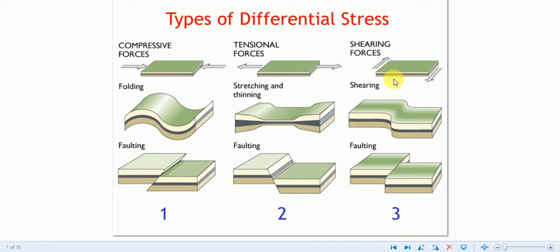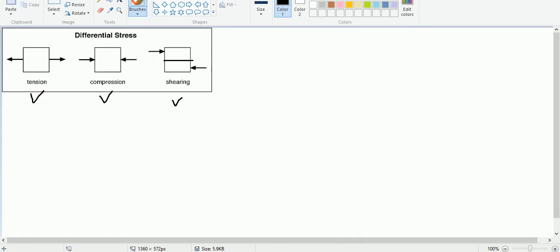And another one, the third one, is the shearing stress. Because of shearing stress, see, the rock body is deformed. Here it may result in the sliding of the rock. That is tectonic shearing, sliding of the rock body. So these are the important types of stresses.